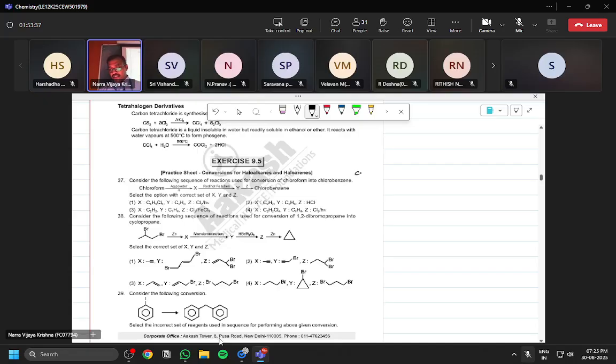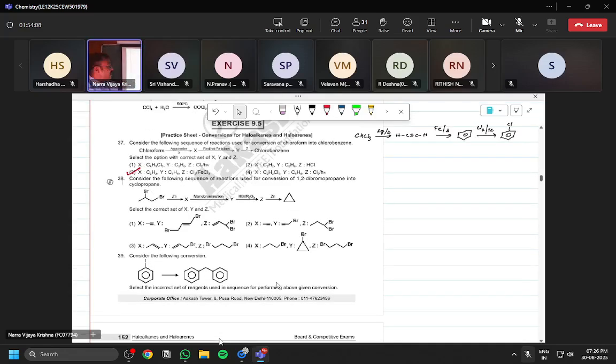Chloroform, CHCl3, heated in presence of silver. What you will get? Acetylene. Acetylene passed over red hot iron gives benzene. Now, benzene with the dash forms chlorobenzene. Electrophilic substitution means chlorine in presence of FeCl3 or AlCl3, some catalyst must be there. Right? So the answer must be the third option.